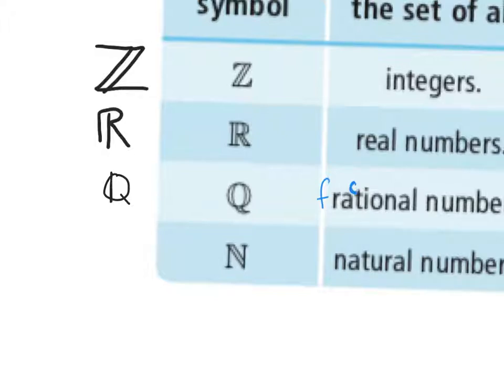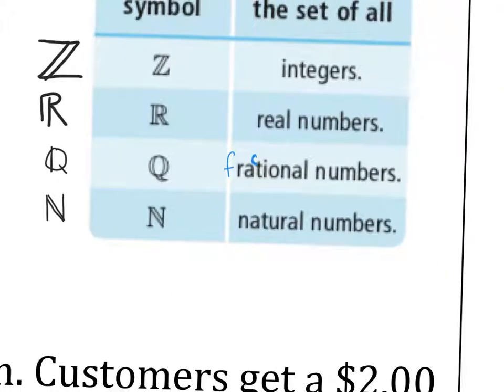And natural would look just like the integers, just with a second middle part there. The natural numbers are just our fingers and above, right? So 1, 2, 3, 4. That's what the natural numbers are.